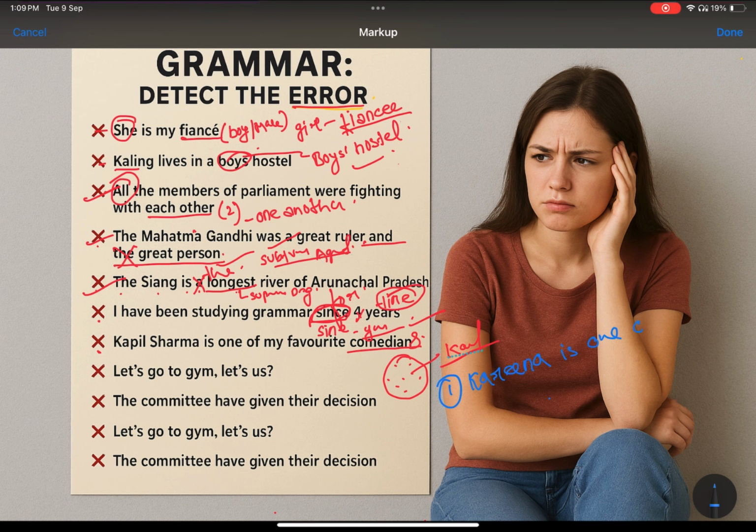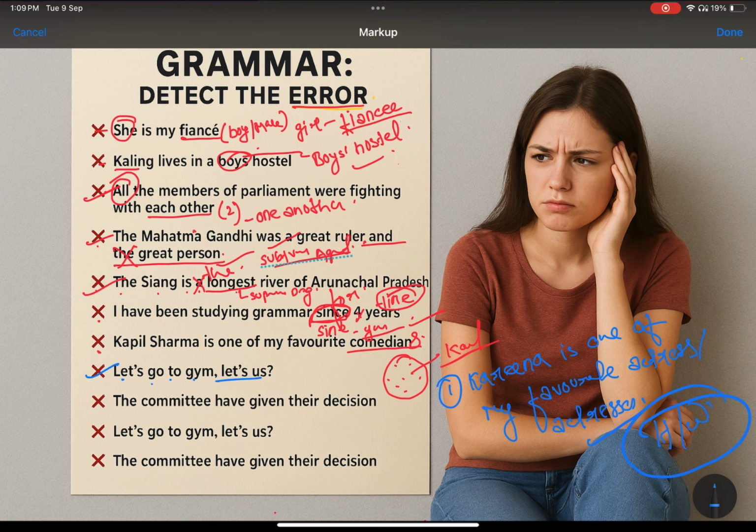I'll explain with more examples. Here I'm writing Kareena is one of my favorite actresses, right, or actors. Why does it have to be plural? Because we are saying one of, out of many. So the subject verb agreement rule applies यहाँ पे, एंड देन यहाँ पे क्या हो जाएगा, it has to be plural. Okay, next, let's go to gym, letters.